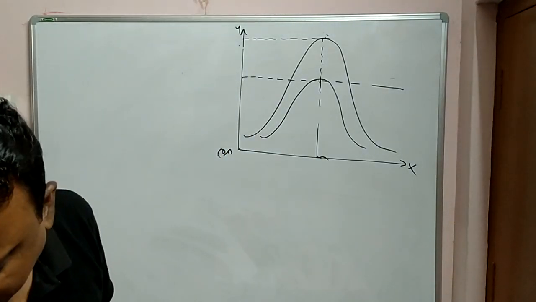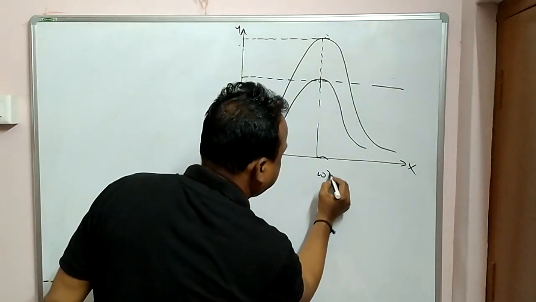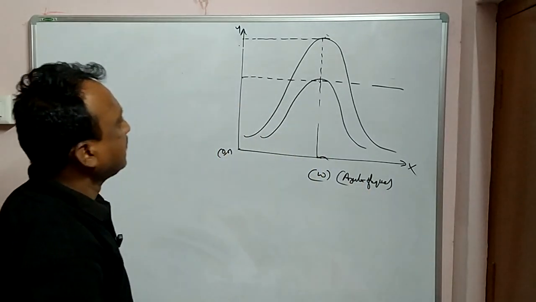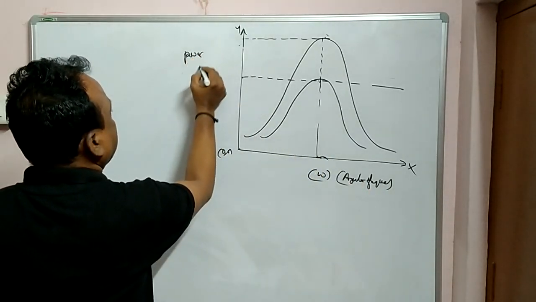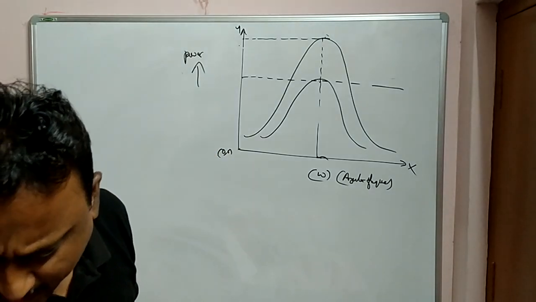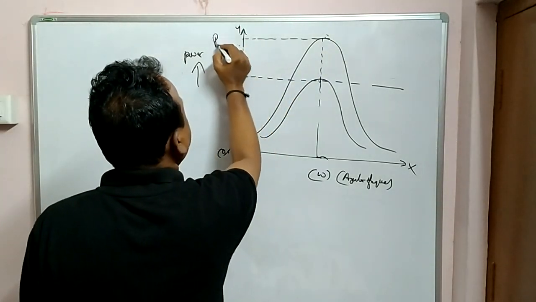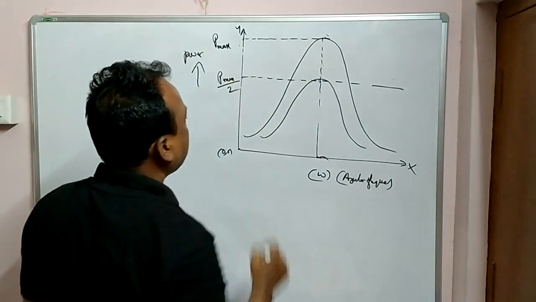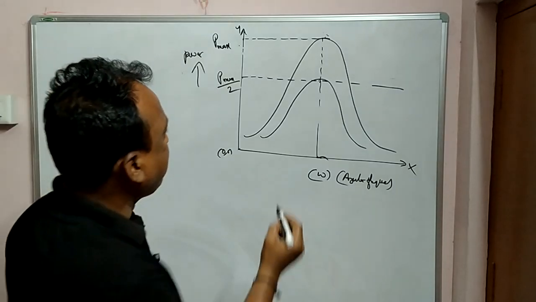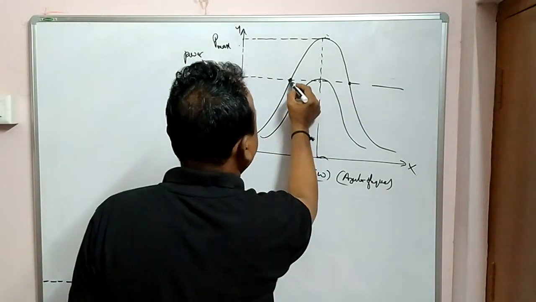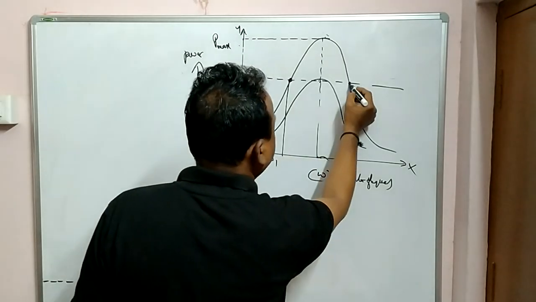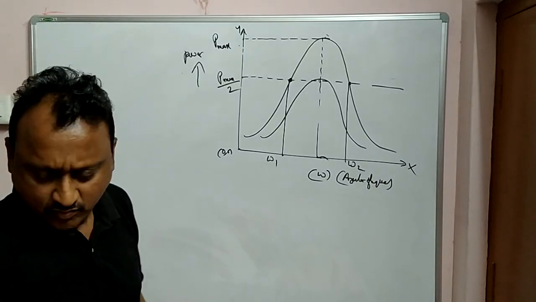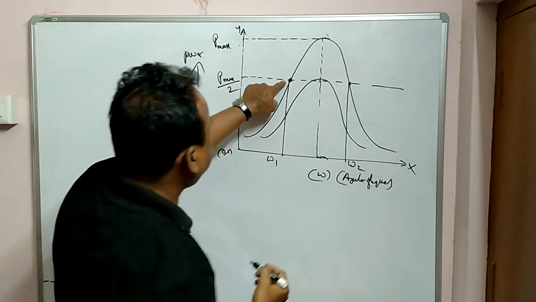Suppose I take angular frequency on the x-axis and power on the y-axis. This will become the maximum power, P max, and this will become half of the power value. These two points you can mark as omega 1 and omega 2. These are the frequencies. Omega 1 and omega 2 are called half power frequencies.